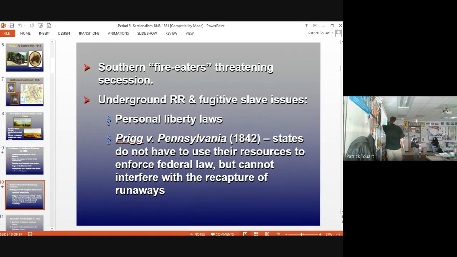Now, because Northerners were assisting runaway slaves and passing laws to make them not slaves, the fire eaters meet in a place called Nashville, which you're familiar with, and they actually say we should secede.